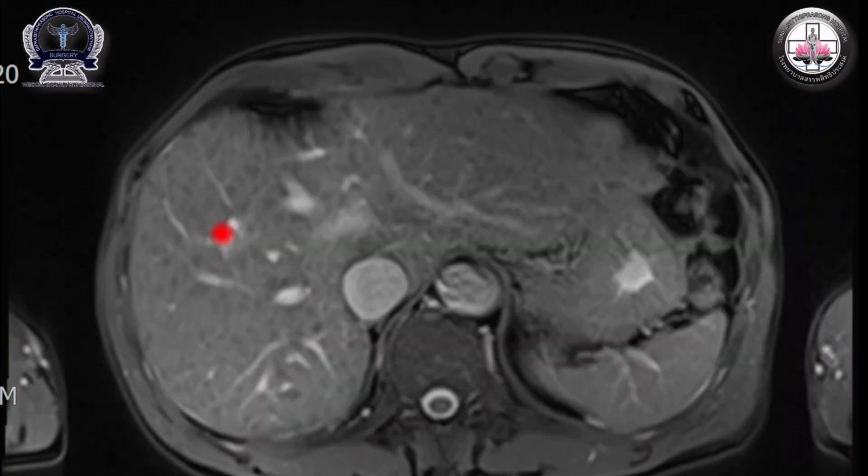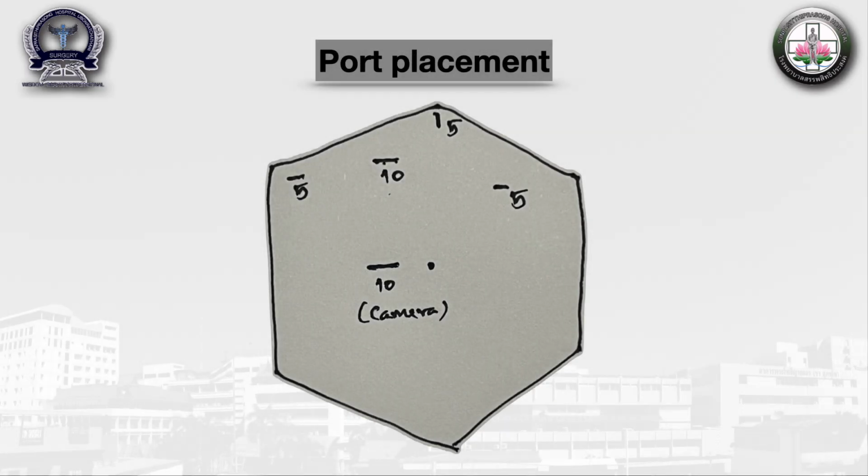After that, intravenous injection of ICG is performed to identify the true anatomy of segment 8. Finally, ICG-guided parenchymal transection is performed. This is the port placement position.